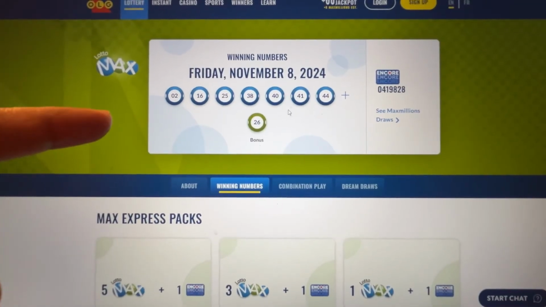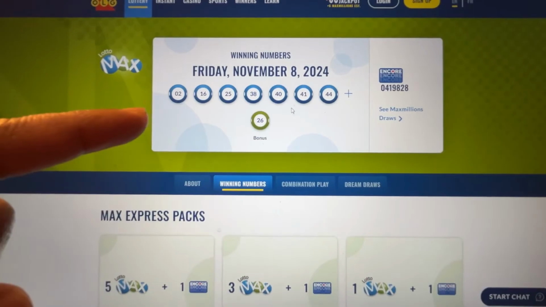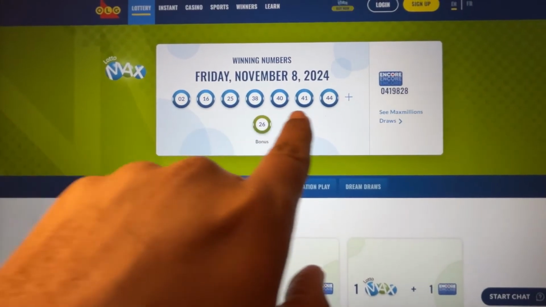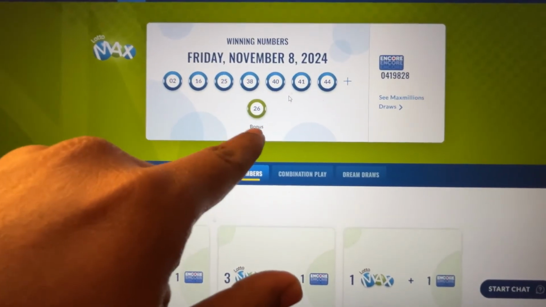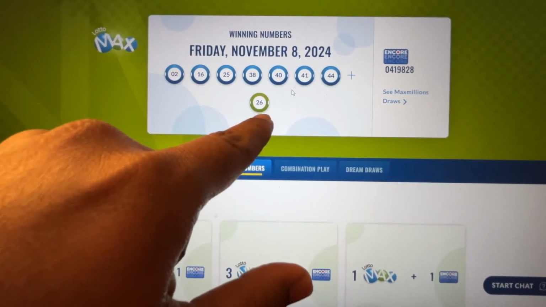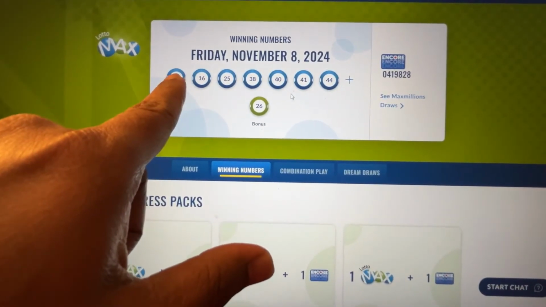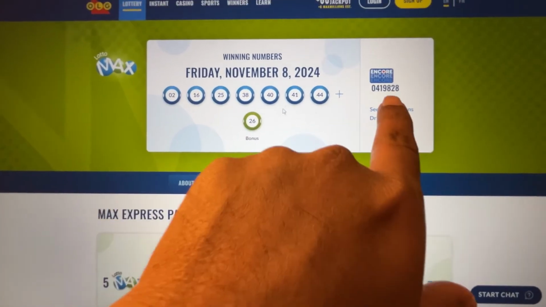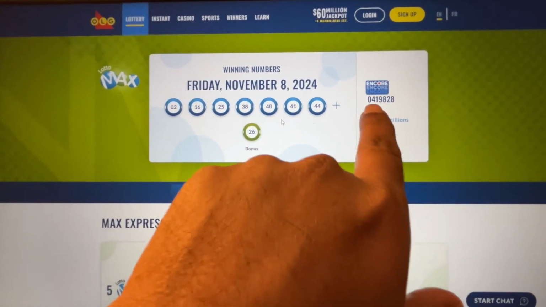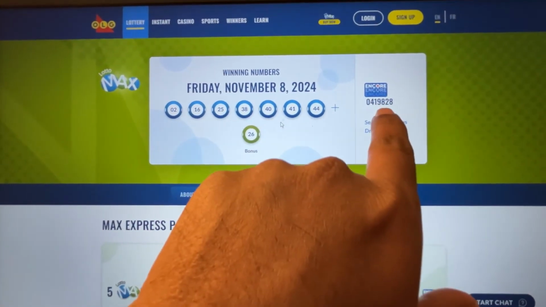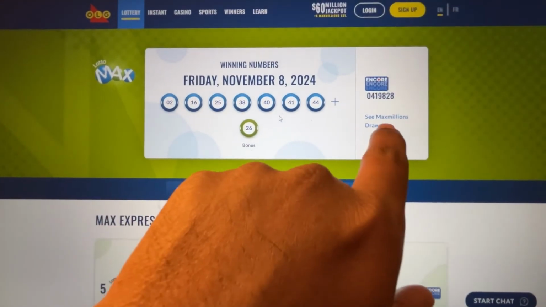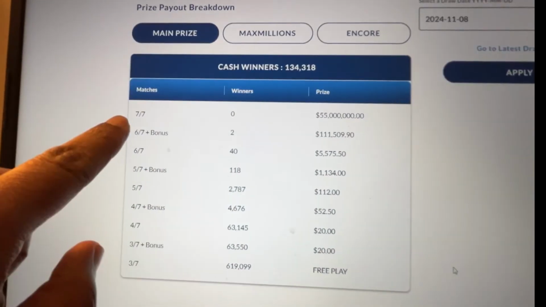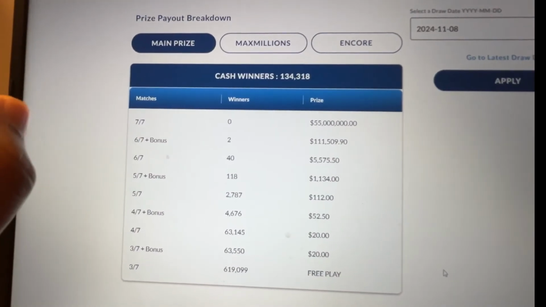So this is the winning number for Lotto Max on November 8. That was the last held draw, and these are the numbers. If your ticket matches these numbers, you are the winner. And you can see also the bonus number which is given here. Lotto Max, remember, has 7 picks: 1, 2, 3, 4, 5, 6, 7. Then this is the Encore number, which has won the maximum amount. And then you also have the Max Millions draw. You can see the cash winners, these many people have won. Nobody got the 7 out of 7 match, the numbers we saw earlier.